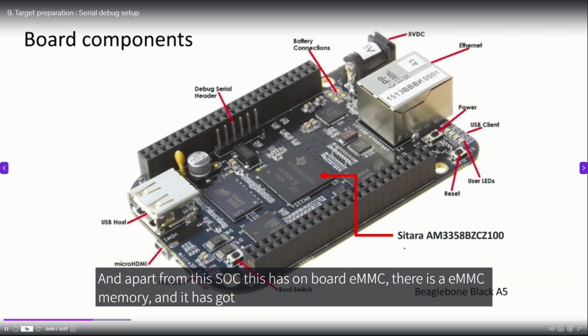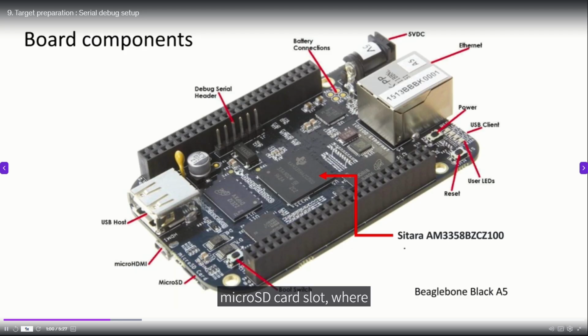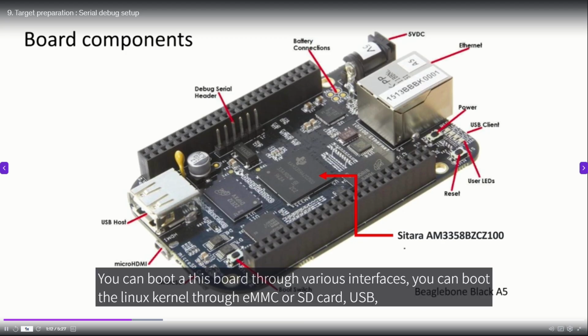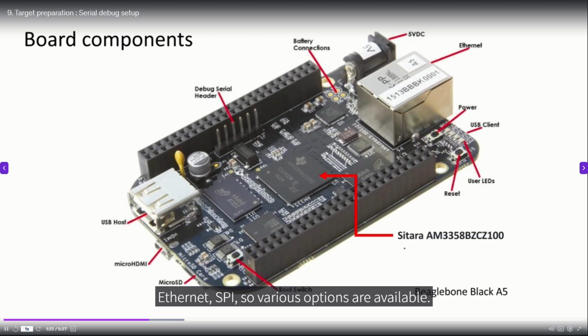And apart from this SoC, this has onboard eMMC memory, and it has a micro SD card slot where you can connect the micro SD card. It has USB host, HDMI interface, Ethernet, and so many other things. You can boot this board through various interfaces. You can boot the Linux kernel through eMMC or SD card, USB, Ethernet, SPI. So various options are available.